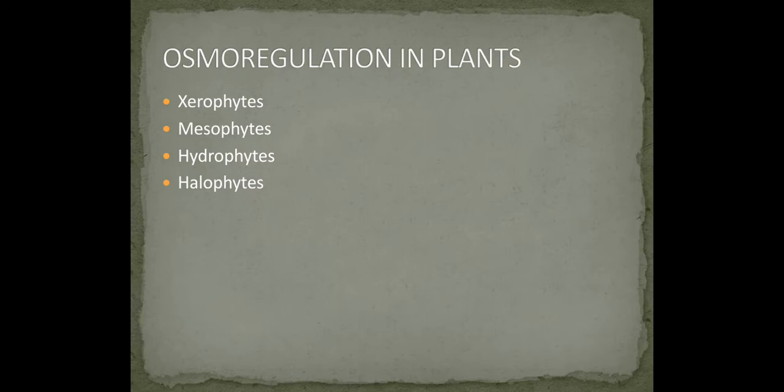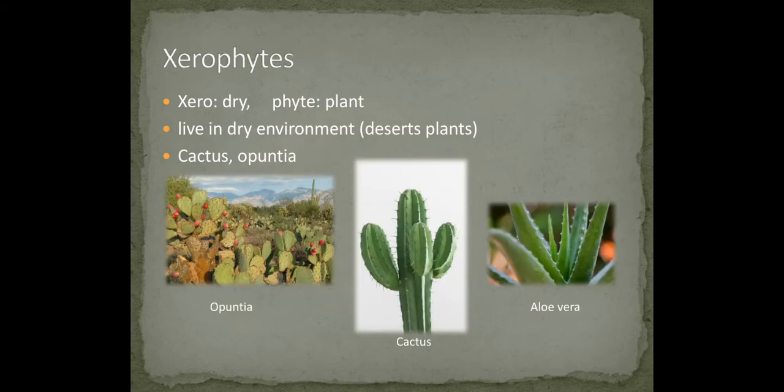All these 4 groups have different amounts of water in their environment, and depending upon that availability, these 4 groups show different types of adaptations to control or to regulate that water solute balance in their body, right? So one by one we are going to discuss these 4 groups of plants, and we will discuss how they are adapted to their environment, how they control the water solute balance in their body.